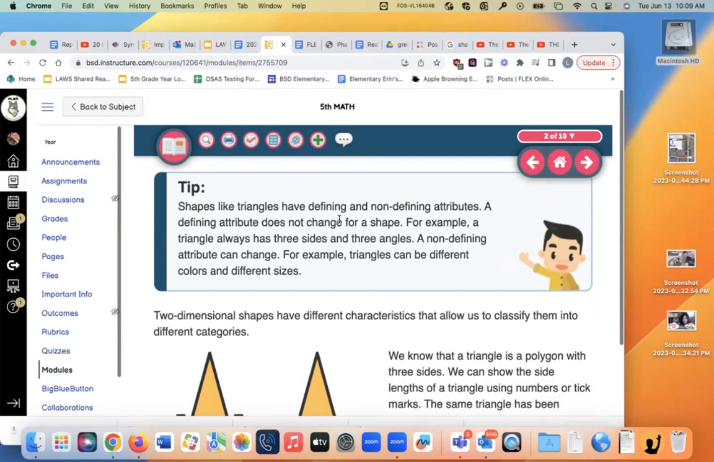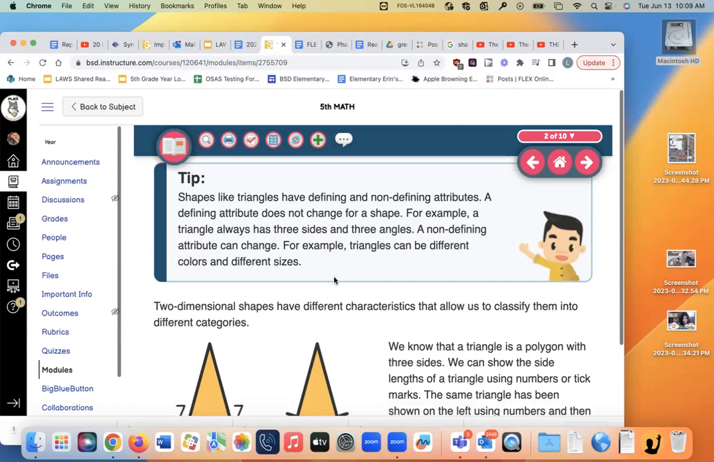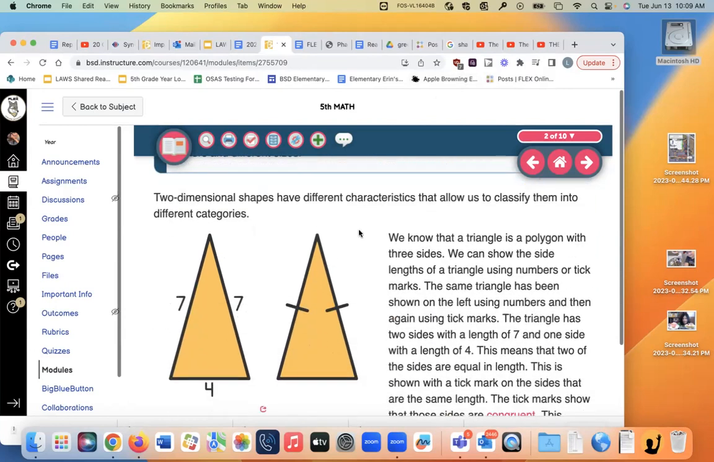Okay, shapes like triangles have defining and non-defining attributes. A defining attribute is a really crazy way of saying something that it has. For example, a triangle has 3 sides and 3 angles. A non-defining attribute can change. For example, triangles can be colors and different sizes. True. 2-dimensional shapes have different characteristics that allow us to classify them.